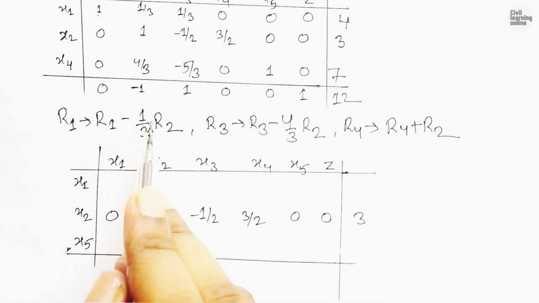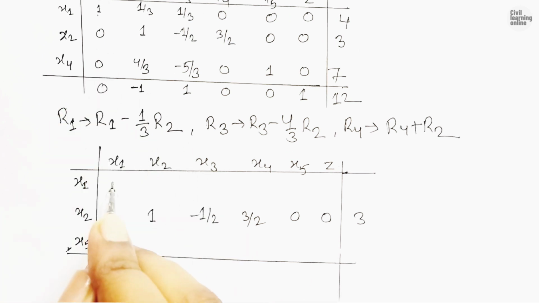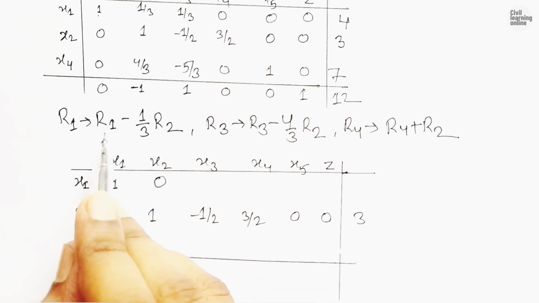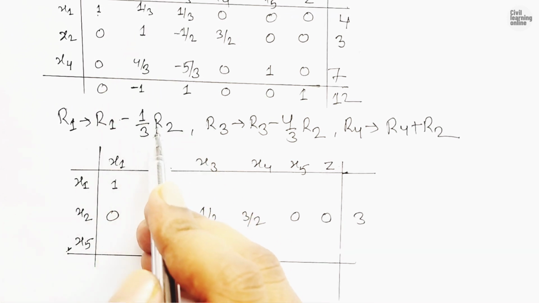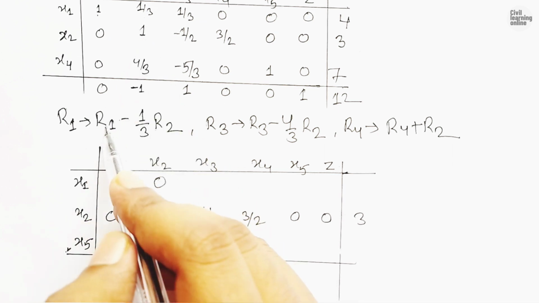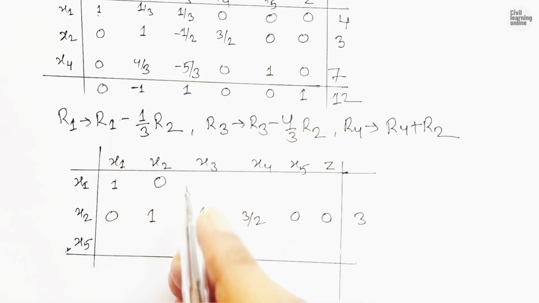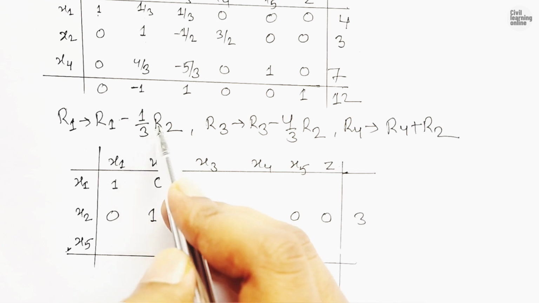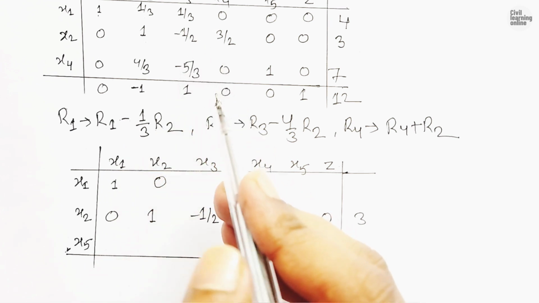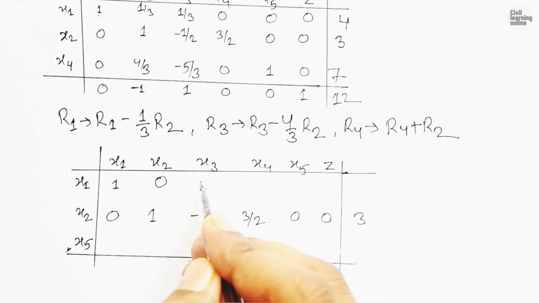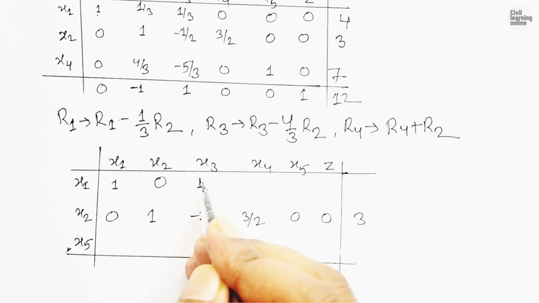Now we have R1, which means R1 is 1 minus 1 by 3 into R2 is 0. So 1 minus 1 by 3 times 0 is going to be 1. Similarly here we will have 0 because 1 by 3 minus 1 by 3 times 1 is 0. Similarly here we will have 1 by 3 minus 1 by 3 times R2, which is minus 1 by 2. So on solving we will get the value 1 by 2.